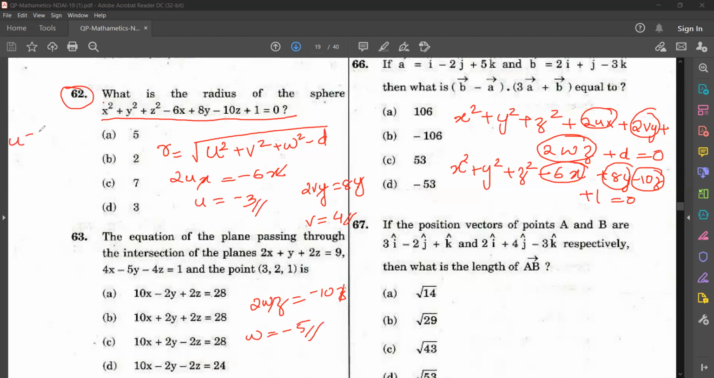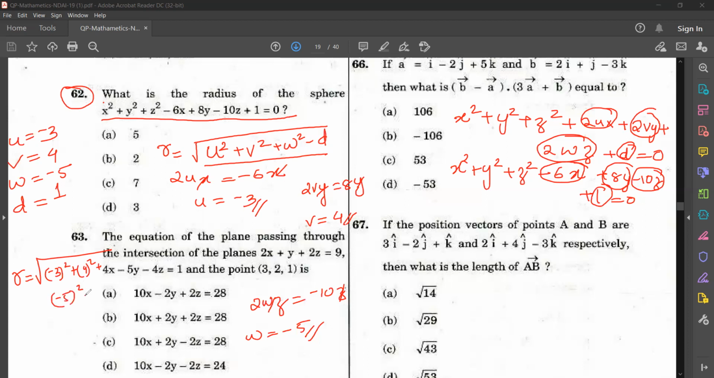So u is equal to minus 3, v is equal to 4, w is equal to minus 5. And d is equal to 1. Now just substitute here to find the radius. R is equal to root of u square, minus 3 square, plus v square, that is 4 square, plus w square, minus 5 square, minus d, that is 1. So just substitute: root of 9 plus 16 plus 25 minus 1.